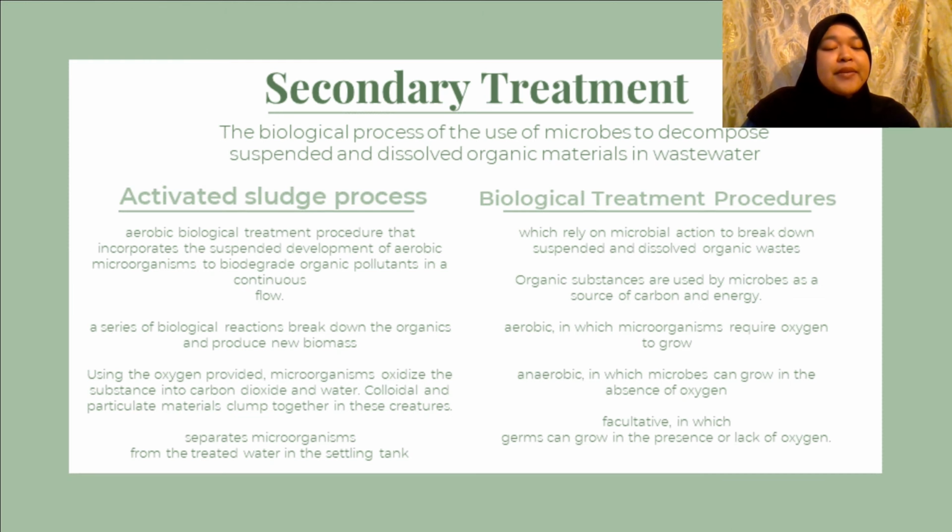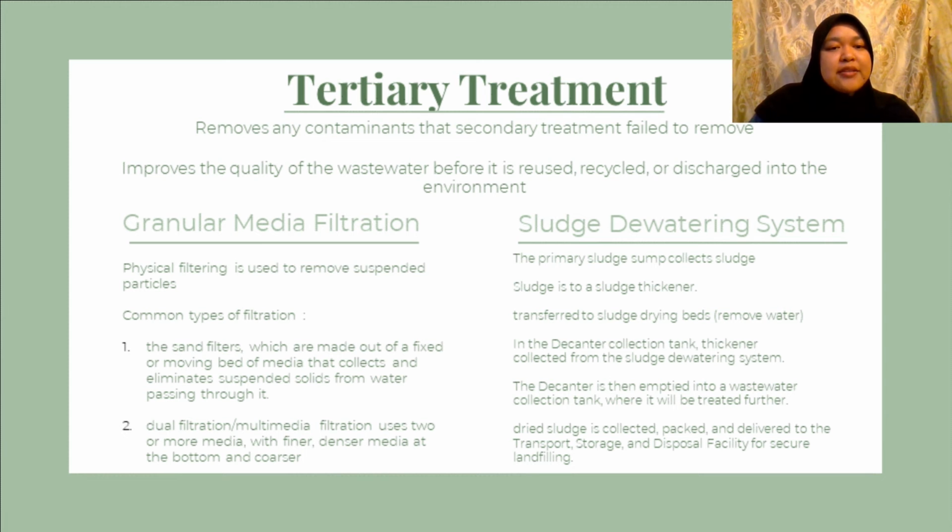Next, the secondary treatment is the biological process of the use of microbes to decompose suspended and dissolved organic materials in wastewater. First, for CETP, we have the activated sludge process, which is the aerobic biological treatment procedure that incorporates the suspended growth of aerobic microorganisms to biodegrade organic pollutants in continuous flow. Next, we have a biological treatment procedure, which relies on microbial action to break down suspended and dissolved organic waste, and organic substances are used by microbes as a source of carbon and energy.